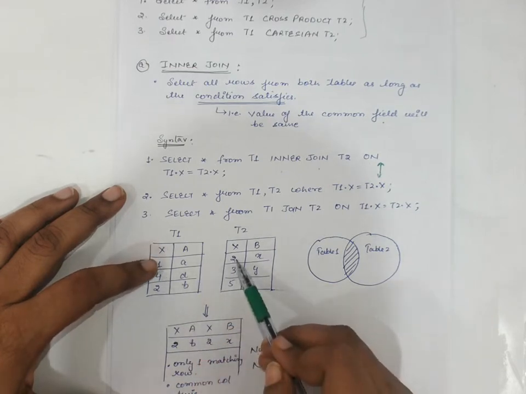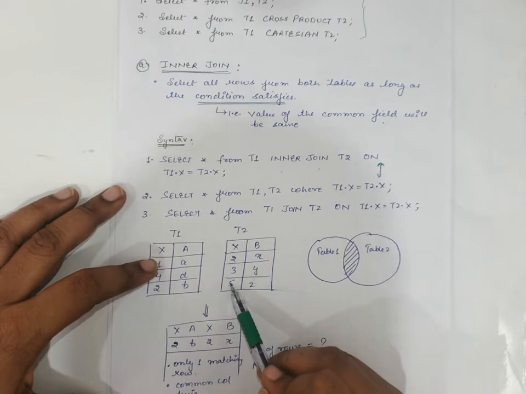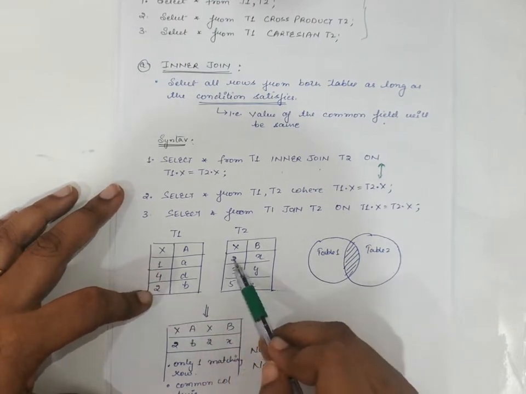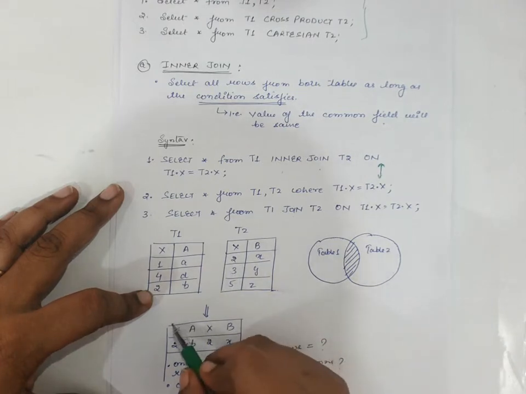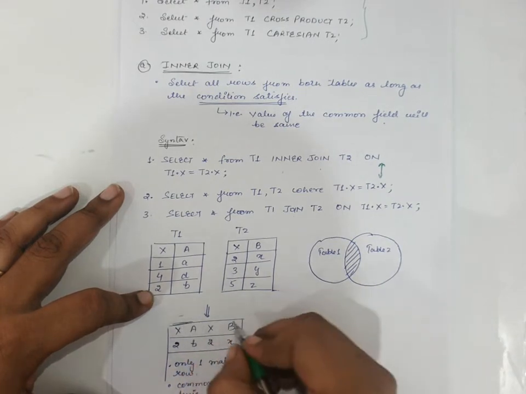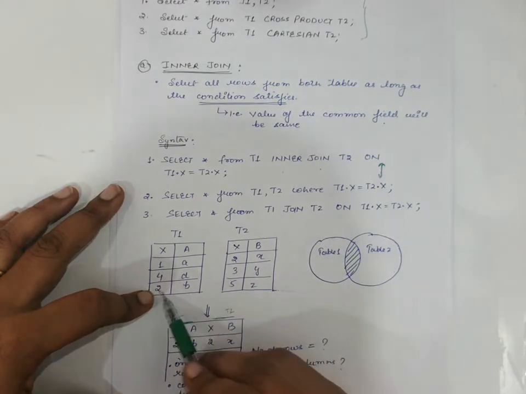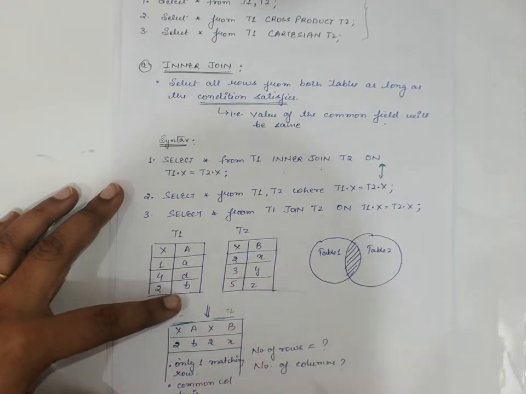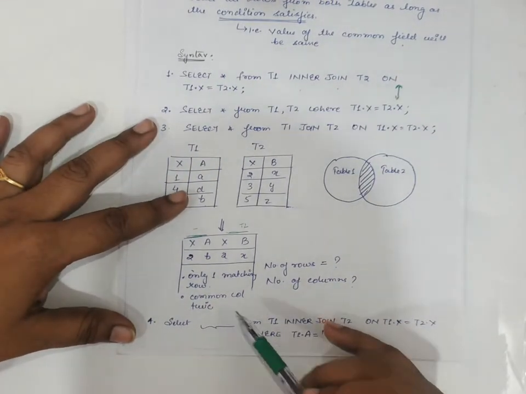1 equals 2, false. 1 equals 3, false. 1 equals 5, false. Similarly for 4, and then you will check for 2. 2 equals 2, yes, true. Then the resultant will be attributes of table 1, attributes of table 2, and the resultant 2b and the matching tuple from table 2, 2x. So there is only one matching row in the result, and the common column appears twice.